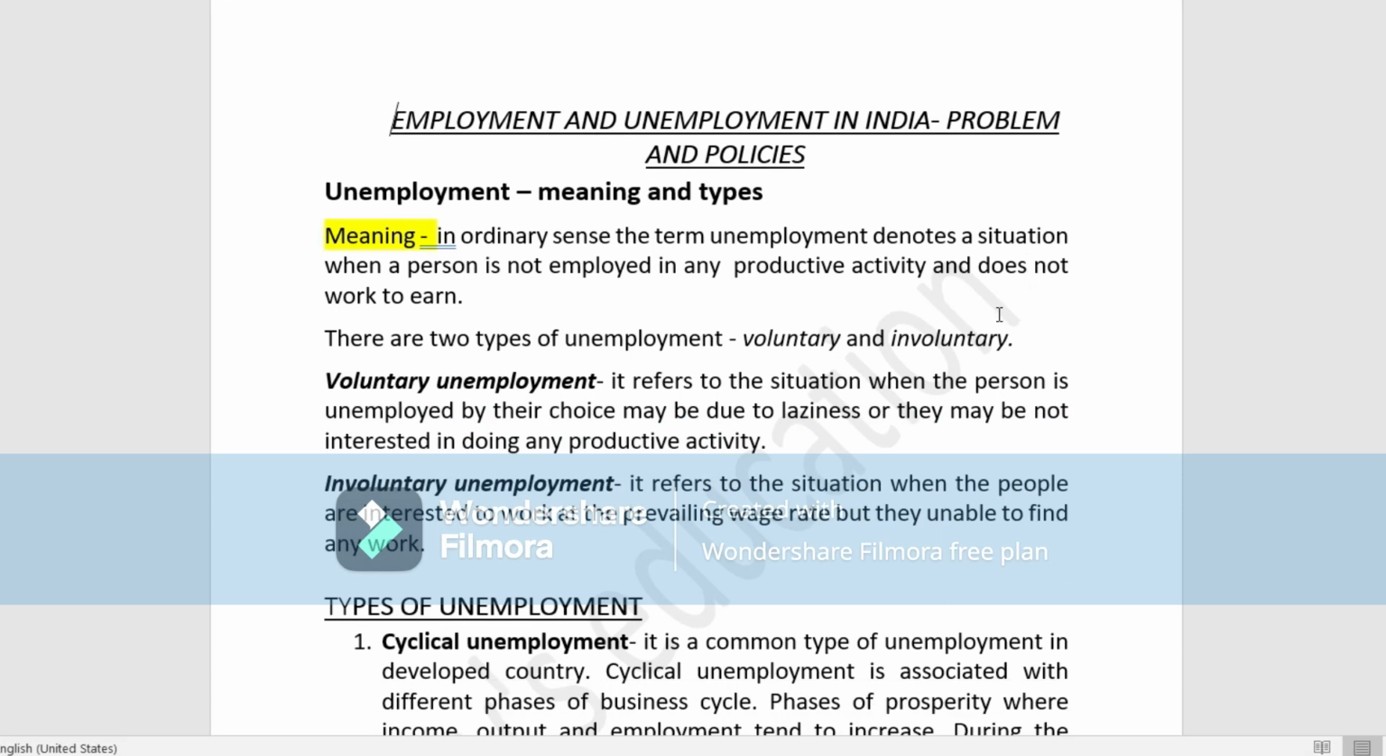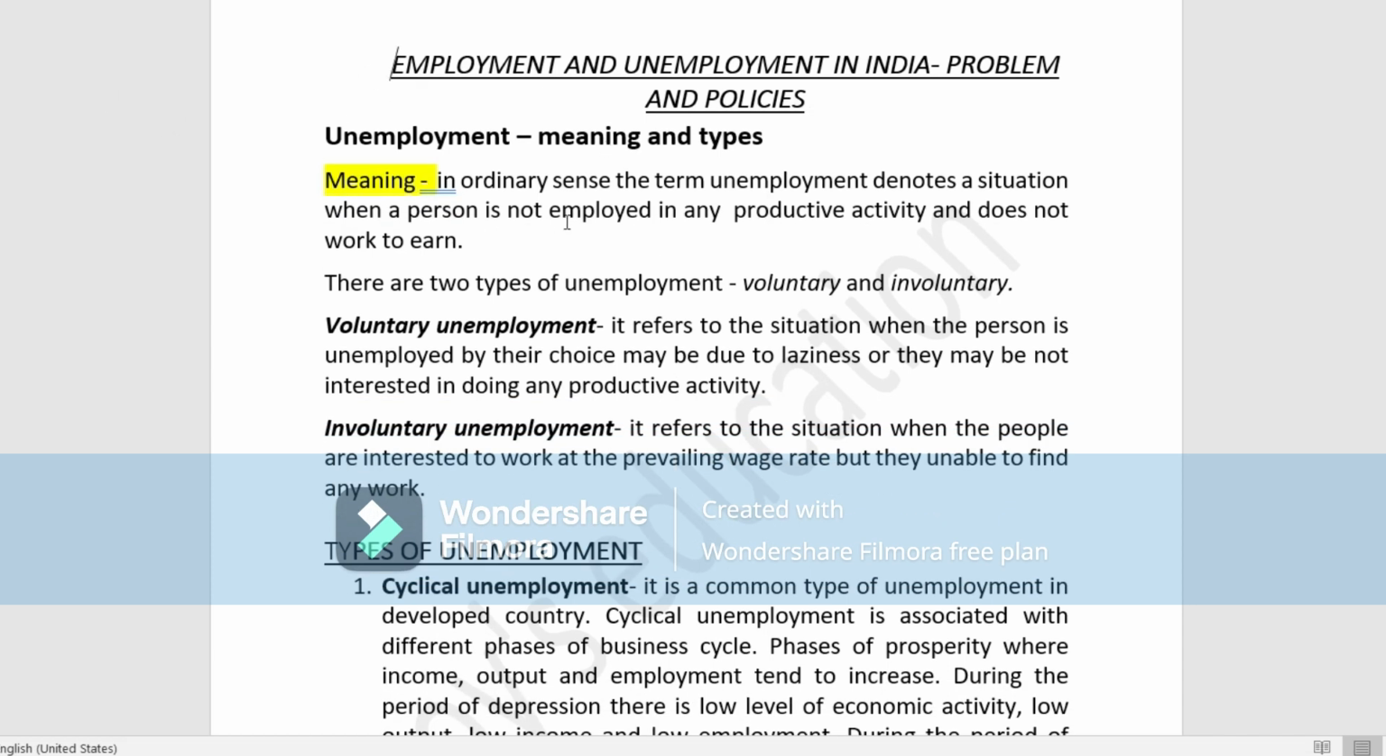Today we are going to discuss employment and unemployment in India, the problems of employment and unemployment, and the policies of employment and unemployment. So first, let us know what we mean by the word unemployment. Let us know the meaning of this word unemployment.